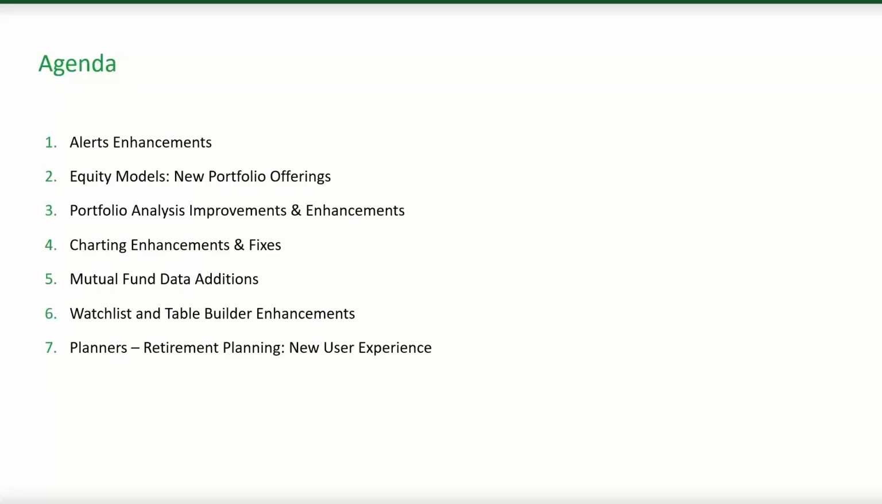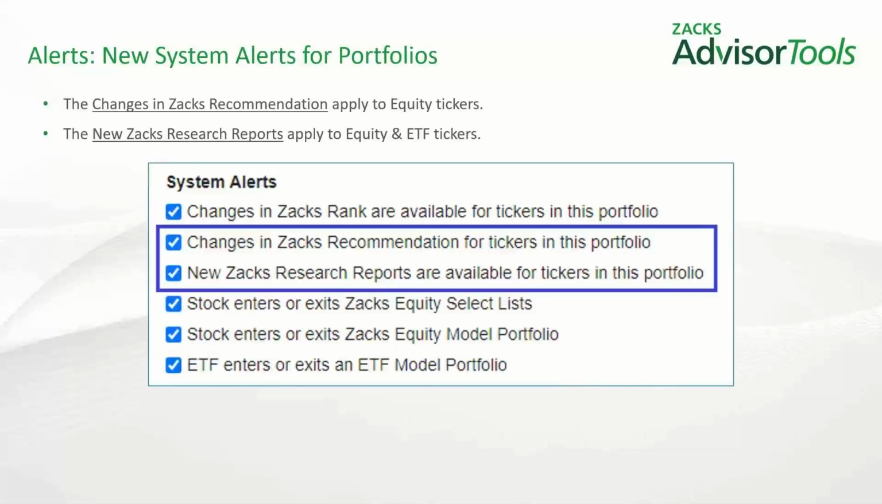Our agenda consists of going over the enhancements to setting up alerts in Quote Monitor and Portfolio Monitor, new portfolio offerings to the Zacks equity models, the enhanced portfolio analysis tool, added enhancements and fixes to the charting tool, new data metrics added for mutual fund analysis, the enhancements to the quote monitor and table builder, and we will conclude with covering the improved user experience for planners. I will introduce each new specific enhancement and then demonstrate how to navigate to it within Advisor Tools.